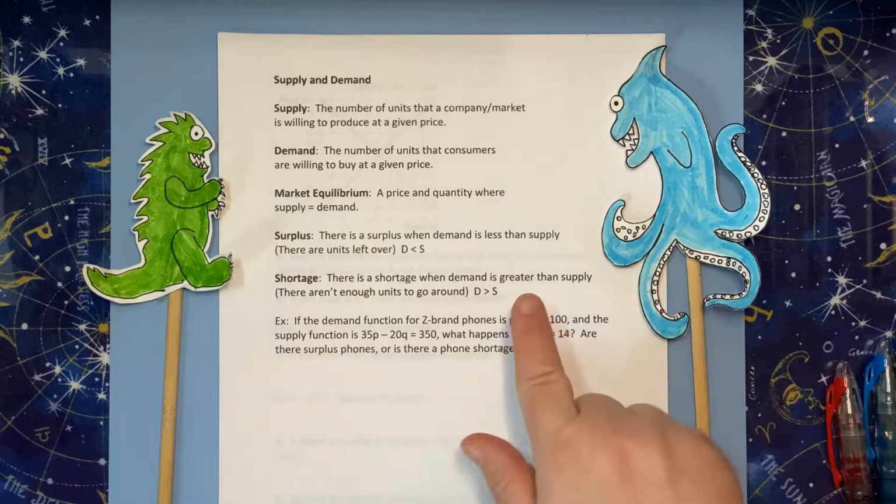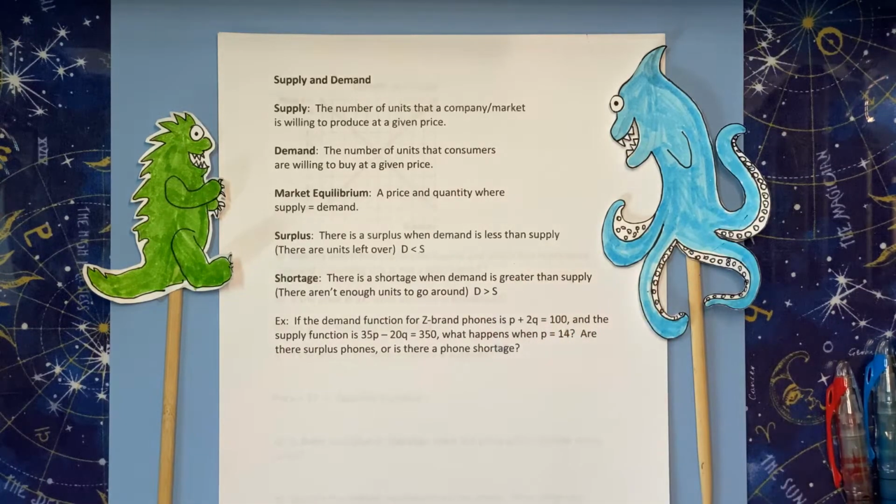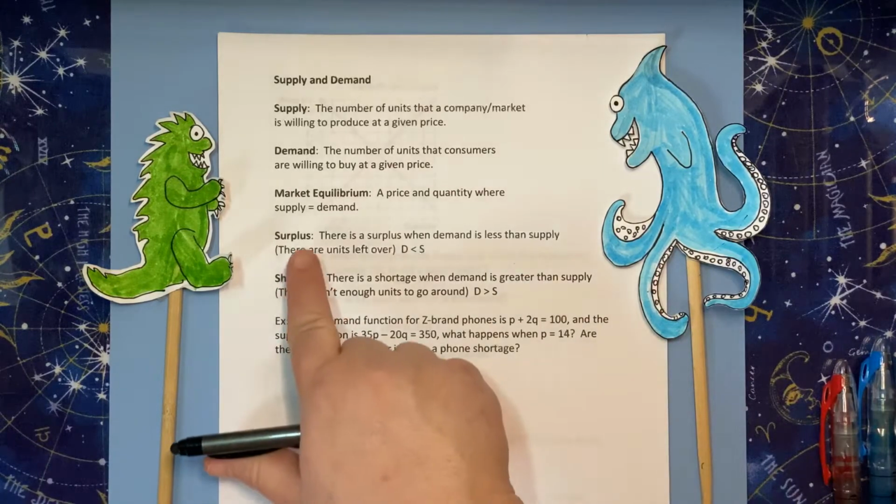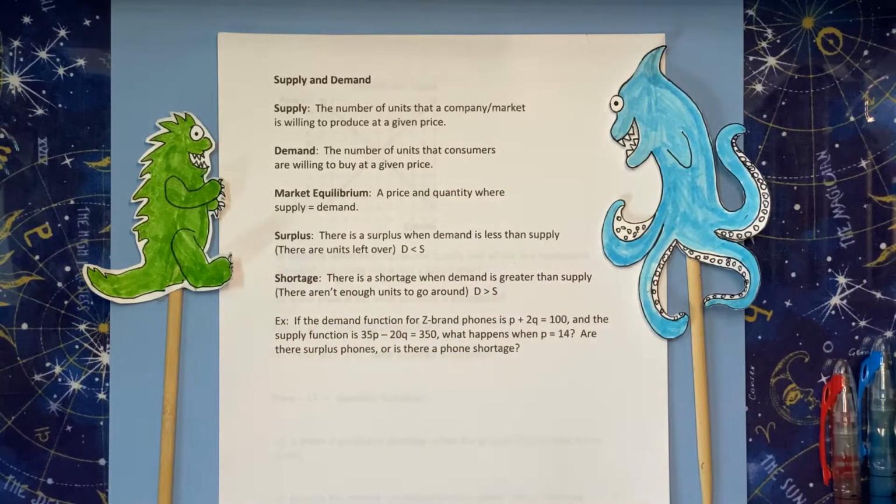For a shortage, you want to think about perhaps Black Friday, when everyone's trying to buy that same TV that costs 32 cents. For a surplus, you want to think about the day after Halloween or the day after Valentine's Day, when there's a bunch of leftover chocolate in the store. That's going to be a surplus.